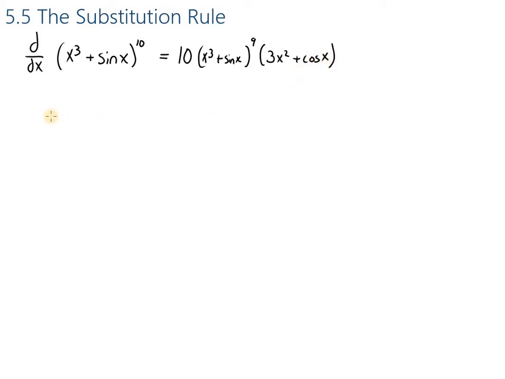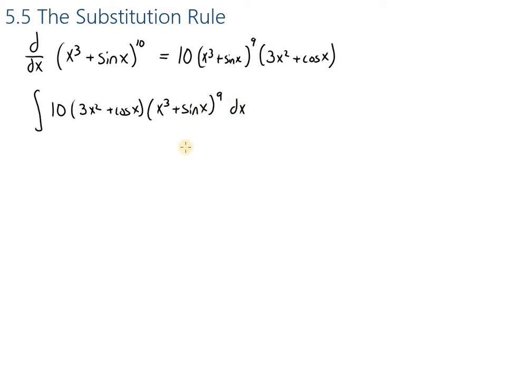So here in Calculus 2, where we're looking at reversing these sorts of things, if we happen to have an integral that looked like 10 times 3x squared plus cosine x times x cubed plus sine x to the 9th.